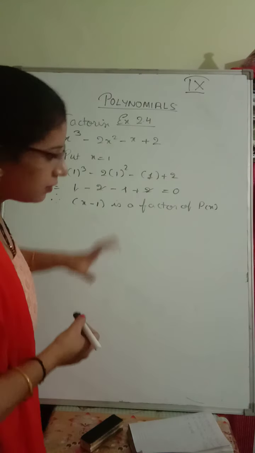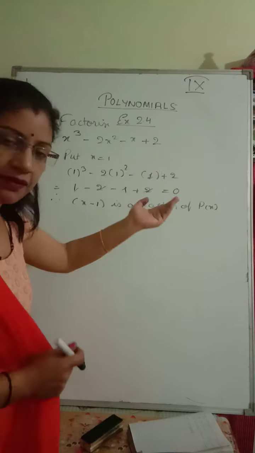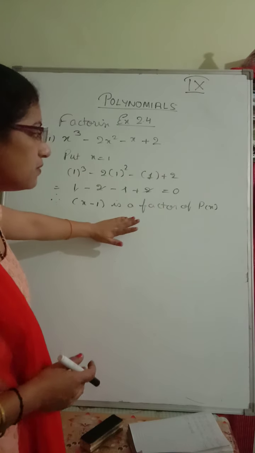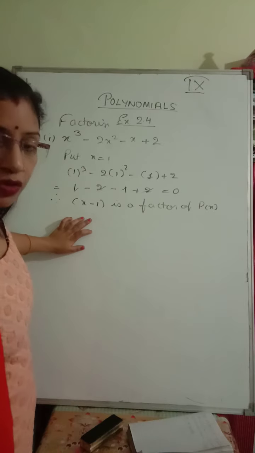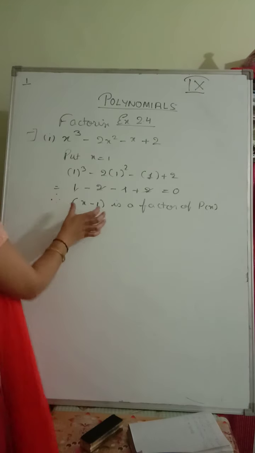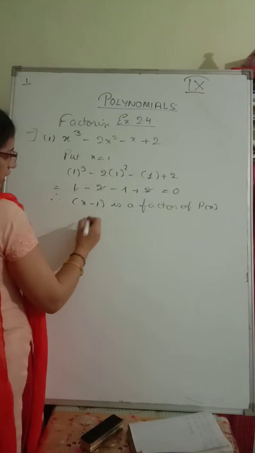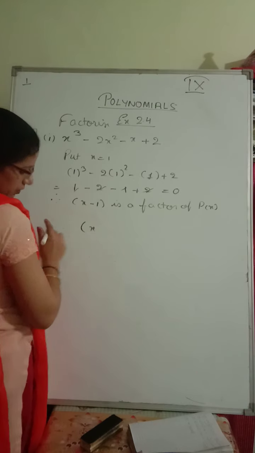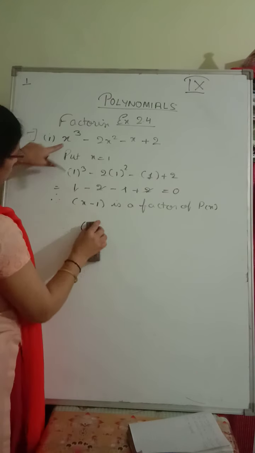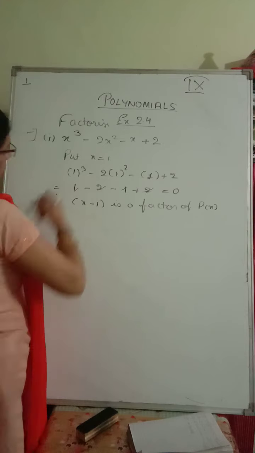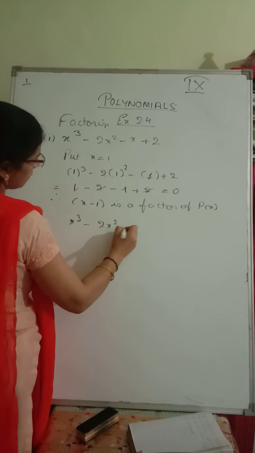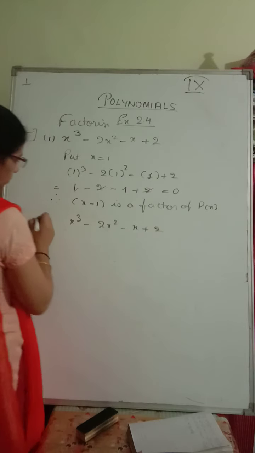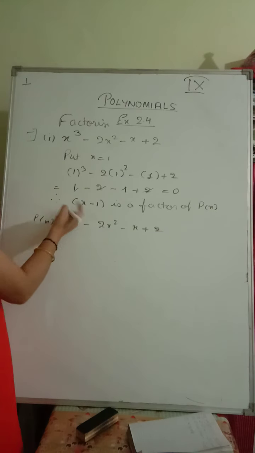Till here it is the same as you have done in the previous method. Now after this, in the previous method, you divided this by that. Now what we'll do, directly we can do, see, x minus 1 is a factor. So write x minus 1. First I am writing this polynomial again: x cube minus 2x square minus x plus 2. This is a polynomial. So x minus 1 is a factor.